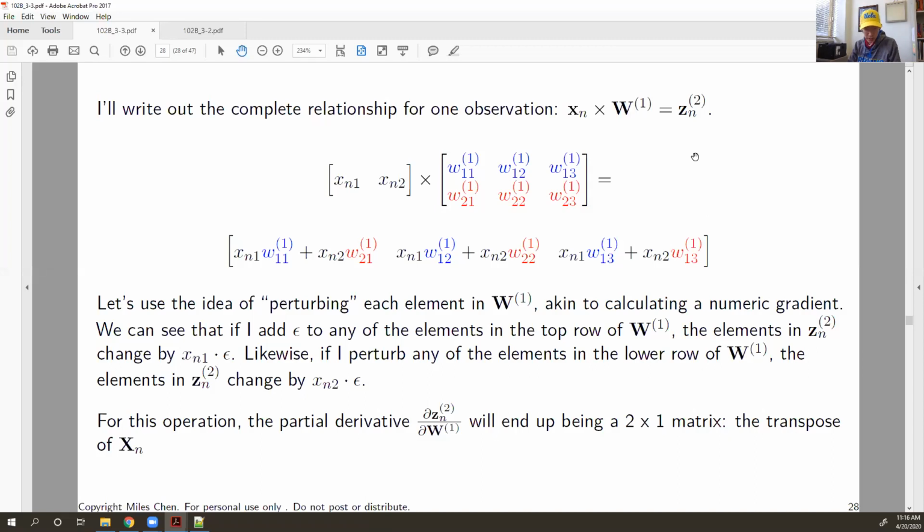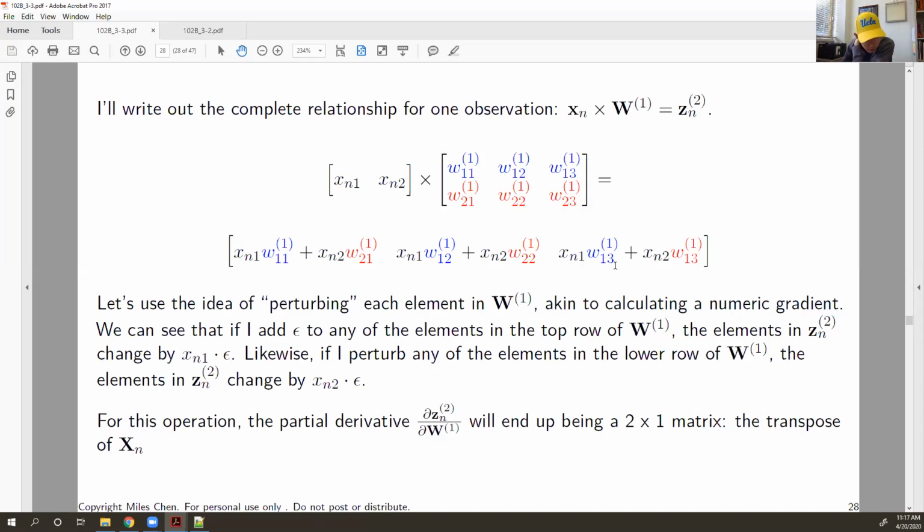Let's look at how these values change. In the first element, it's going to be the X1 value multiplied by W11, and the X2 value multiplied by W21. For the middle element, I've got the X1 value multiplied by W12, and the X2 value multiplied by W22. And for the last one, I've got the X1 value multiplied by W13, and the X2 value multiplied by W23. And this is a typo, this should be a 2, not a 1. So this is W23.